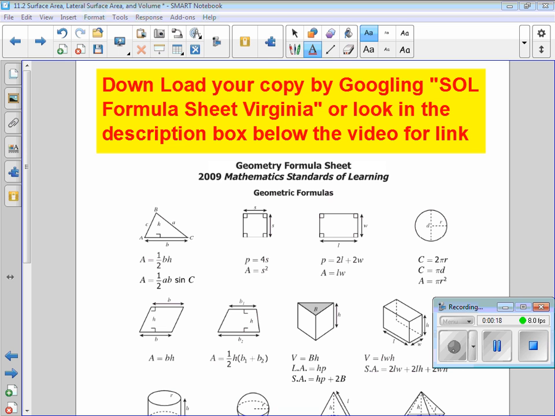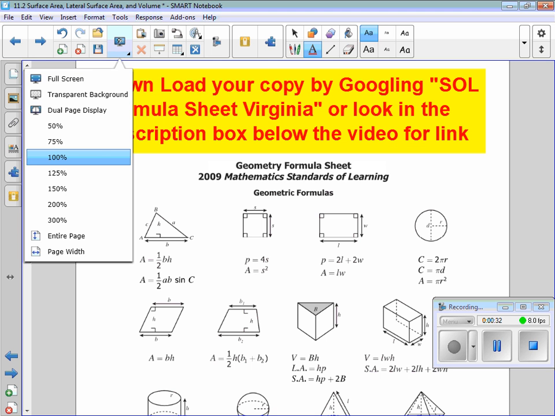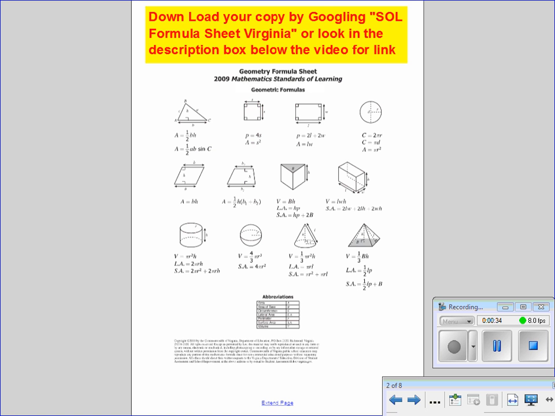First of all, I'm going to suggest that you print up your very own geometry formula sheet. This is the one that was released with the 2009 SOL, and I think this is kind of what it looks like still. It's a rather large document to put on the screen here, so you can see it there. You're definitely not going to want to copy all that down.